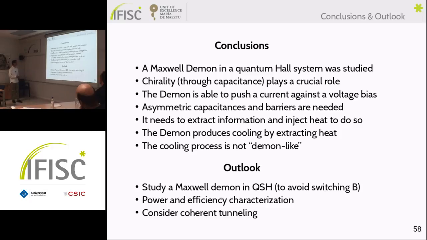The outlook to this work would be now to study a Maxwell daemon in a quantum spin Hall setup instead of a quantum Hall setup to avoid switching the magnetic field, which can be energy costly and actually defeat the purpose of the daemon. Also, since we are using it as an engine, try to characterize the power and efficiency of such a system. And finally, consider not only sequential tunneling, but also coherent tunneling and see how this affects the performance of the daemon.